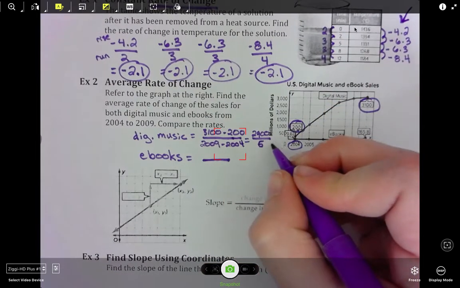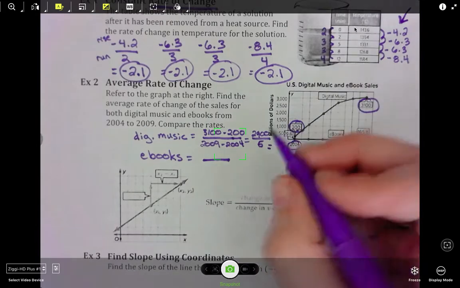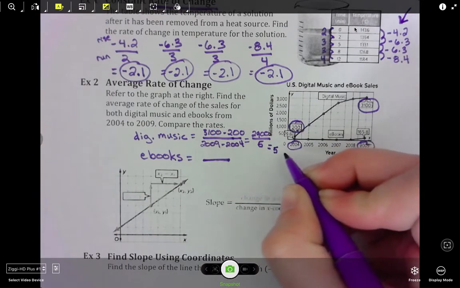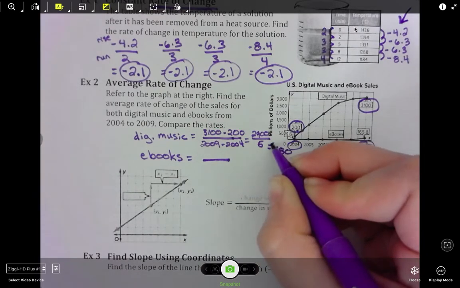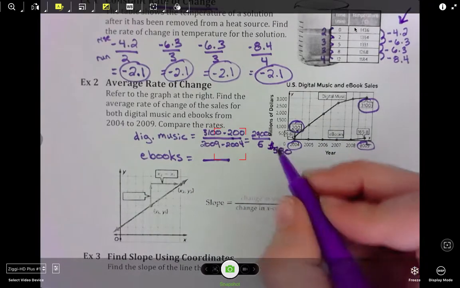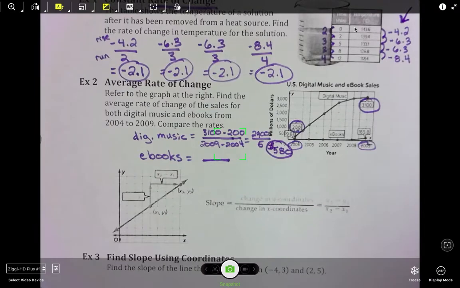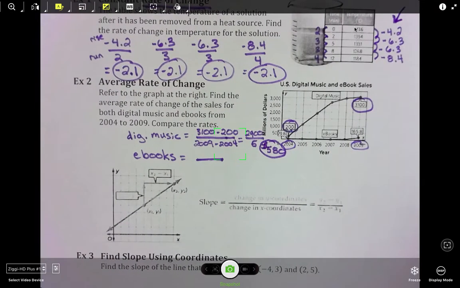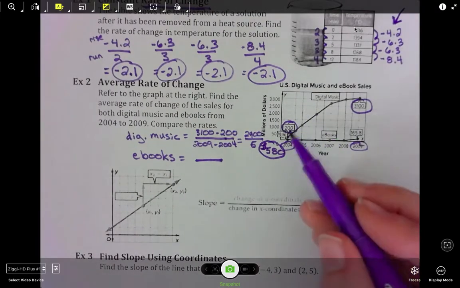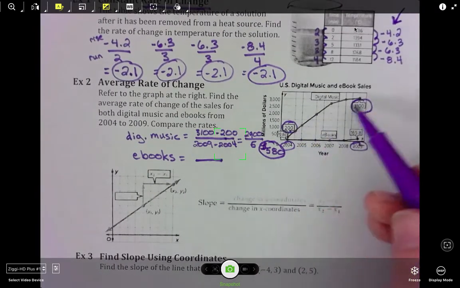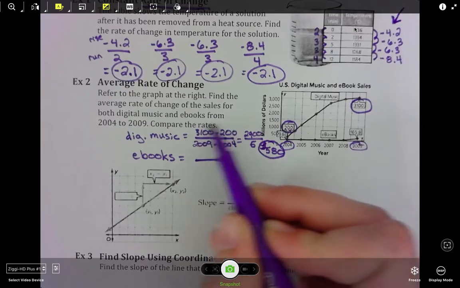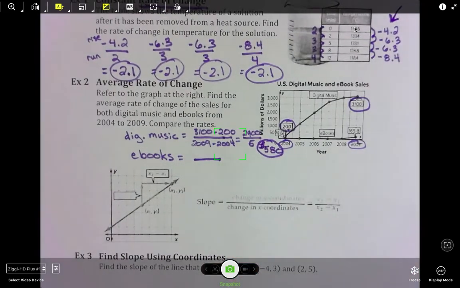Okay. So 2,900 divided by 5 is 580, I think. 580. That is how much money it is increasing per year. So that's my rate of change of digital music on average, 580. I'm looking at the starting point, the ending point, comparing how much the y coordinate is changing on the top here, how much the x coordinate is changing on the bottom.